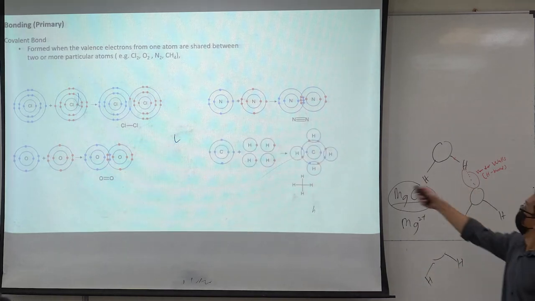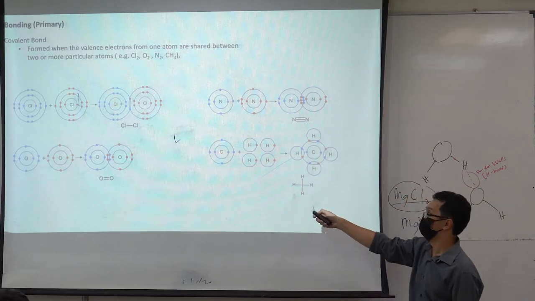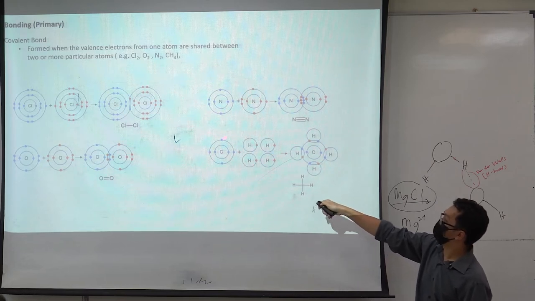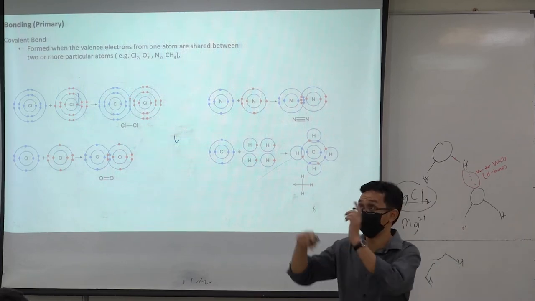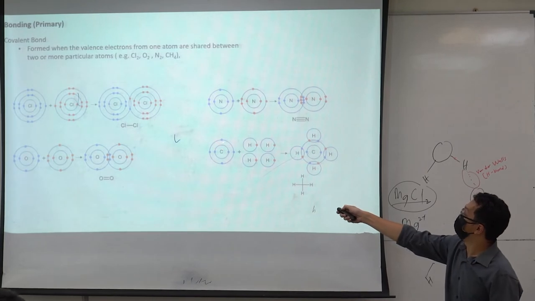Next. So this is methane, CH4. So in the same idea, carbon has 4 valence electrons. And because of that, it needs 4. That's why the maximum carbon can make is 4 bonds. If you see carbon and then there are 5 bonds, that's wrong. It's beyond octet. So you need 4 things.